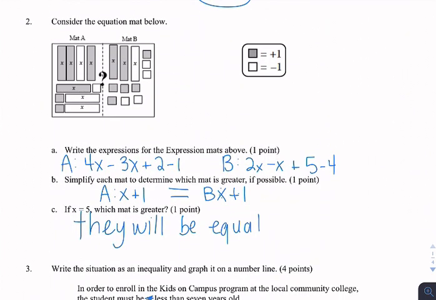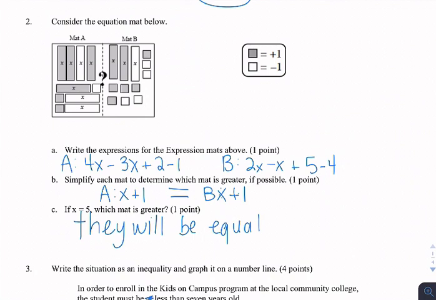Number 2 says consider the equation mat below, and we have all sorts of tiles on this equation mat. The first part says write the expressions for the mats above. So finding an expression for mat A, finding an expression for mat B. This is before you do any simplifications at all. For mat A, what I saw on it was 4 positive x's, 3 negative x's, 2 positive 1's, and 1 negative 1. And then for B, I saw 2x, 1 negative x, 5 positive 1's, and 4 negative 1's.